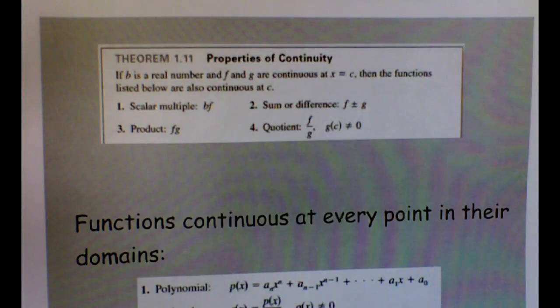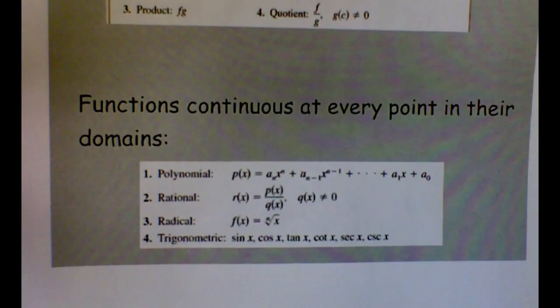Some properties of continuity. If b is a real number and f and g are both continuous at x equals c, then these functions are also continuous at x equals c. The scalar multiple, so b times my function, is still continuous at x equals c. The sum or difference of two functions that are continuous are still continuous. The product of two continuous functions is continuous, and the quotient of two continuous functions is continuous, except when the denominator is 0.